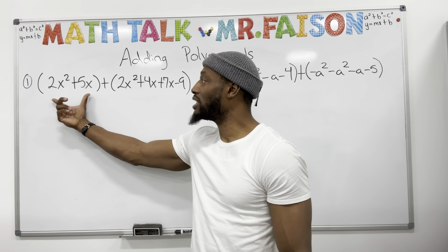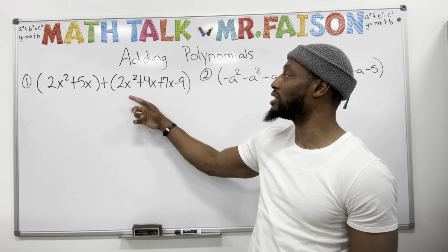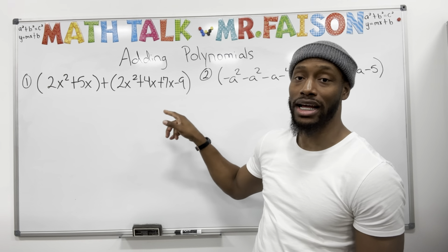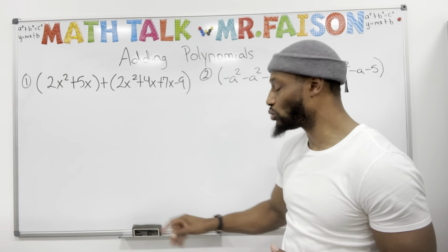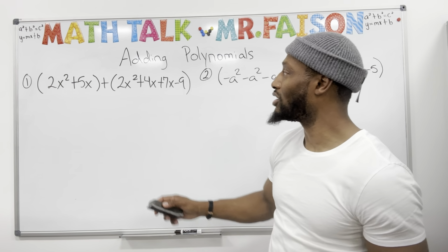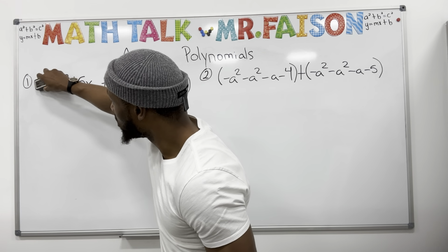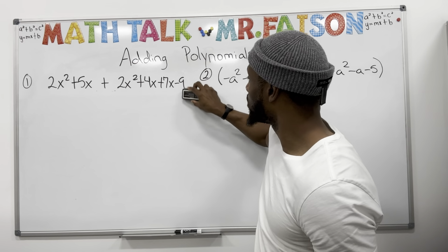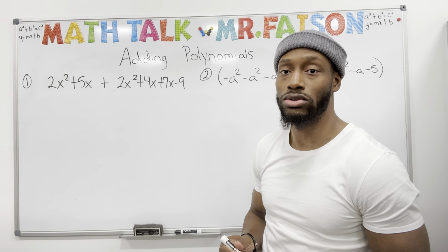So if I look at this, in parentheses, it has 2x squared plus 5x, plus, in parentheses, 2x squared plus 4x plus 7x minus 9, right? Now, there are two ways we can solve adding polynomials. One of these ways is I can just remove all the parentheses, boom, boom, and just start combining like terms, how we did in past videos, right?